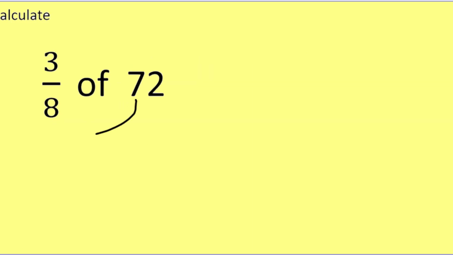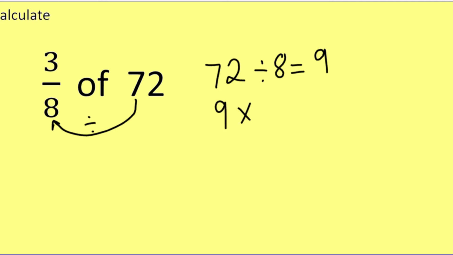Okay. So the next one, 3/8 of 72. So we take 72, we divide it by 8. So 72 divided by 8 is 9. And now we do need the extra line of working. 9 multiplied by 3 equals 27. So 3/8 of 72 is equal to 27.